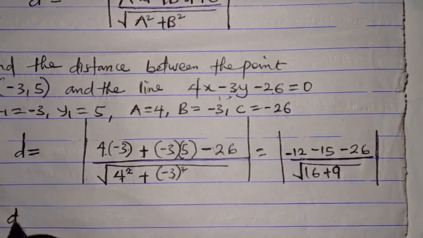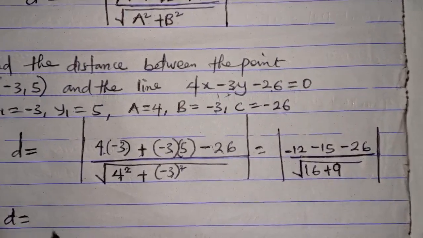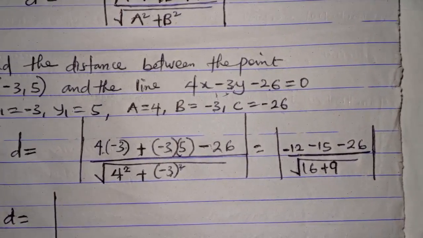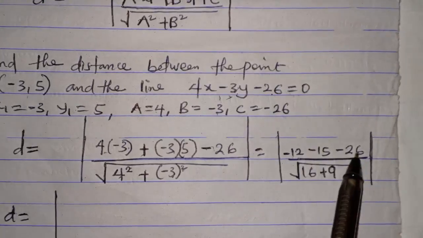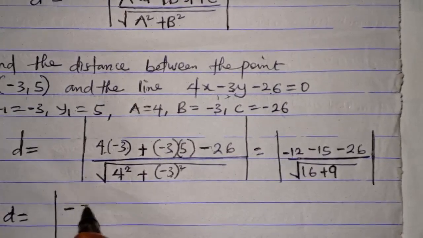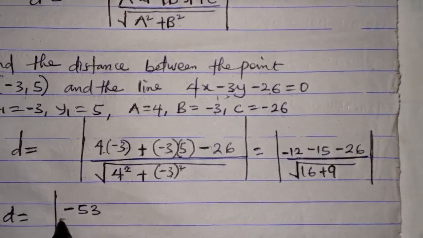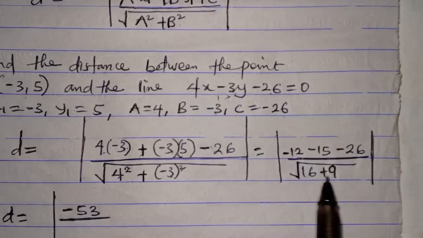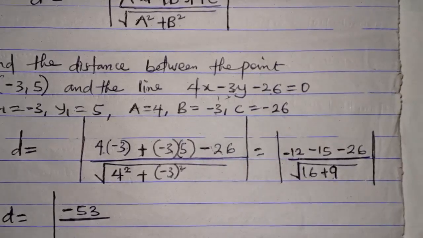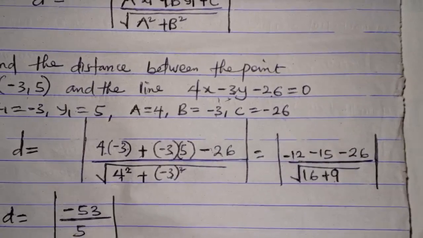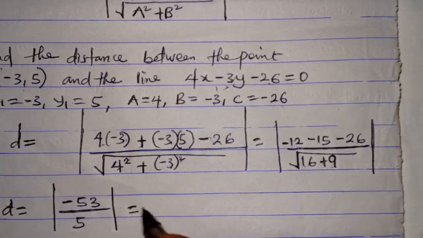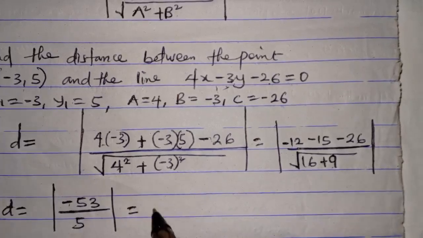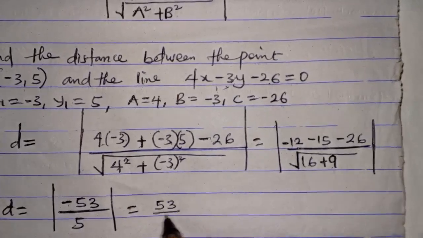So the distance is the modulus of minus 12 minus 15 minus 26, which is minus 53, divided by the square root of 25, which is 5. What this absolute value does is change it to positive. It is negative, so it becomes 53 over 5.